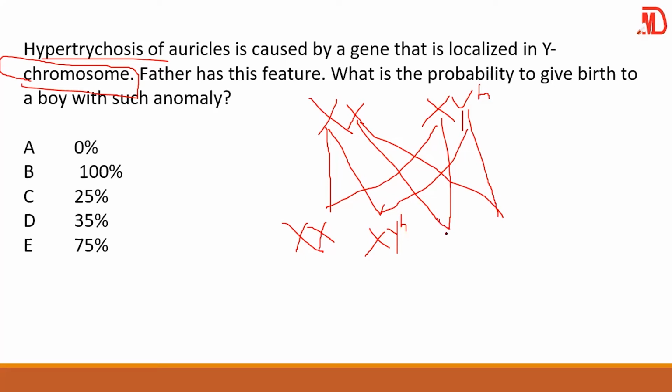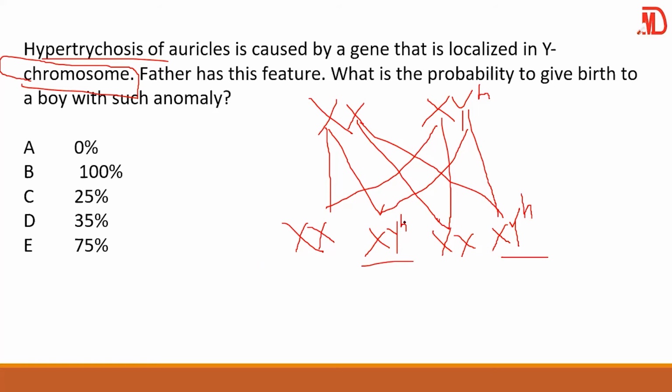Then again, we have X, X, X, X, and then X and Y again, Y with an H on it. So now, the question is, how many of them are boys? We have 1, 2 as boys. So will they have the disease or not?